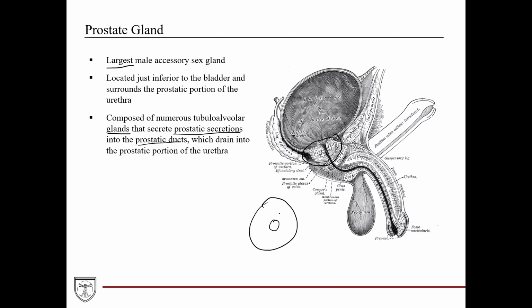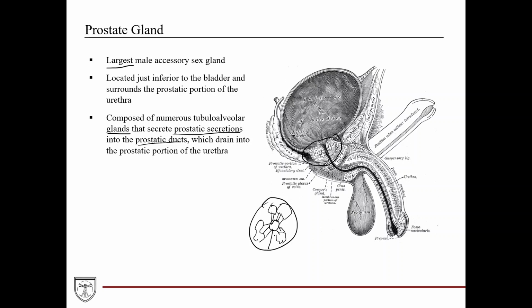So if we look at a cross section here of the prostate, you have these different glands surrounding it, like that. And then they have these prostatic ducts, which are these very tiny ducts that drain the prostate gland tissue, carrying the prostatic secretions into the prostatic urethra.